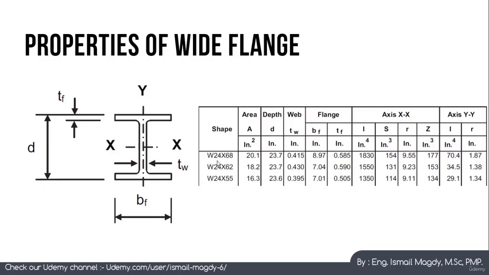So the first parameter is the depth of the section, and the second parameter is the weight of this section. Here, for example, you can see this section has the same depth, but it is lighter, which means that the flanges and the web are thinner than the other sections. As you can see, the area here was 20.1 square inches, here it is 18, here it is 16.3, and that's why the weight here is 68, 62, and 55.